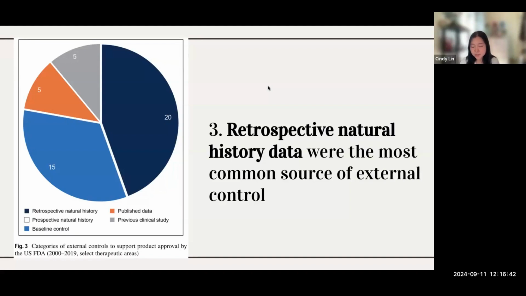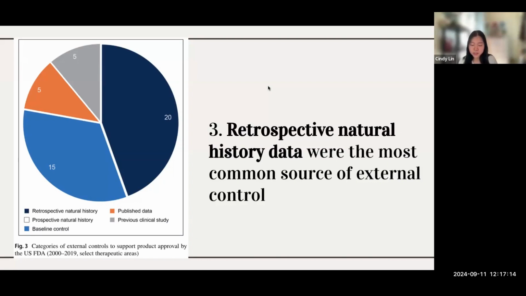So while prospectively gathered natural history data sources are the preferred source based on FDA guidance, none of the external controls included in the regulatory approvals that were assessed in this review were prospective. And this is really important given that the regulatory precedent is contrary to the FDA guidance, which identifies the prospective natural history as the gold standard, while they discourage the use of retrospective natural history.